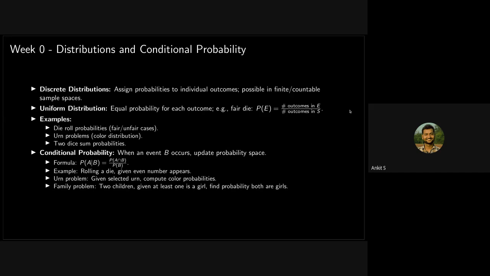Then these are all distributions and conditional probability. So there are two kinds of distributions. The one is discrete distributions and another is continuous distributions, right? So sometimes we have outcomes which are countable, finite, and those can be fit into a finite set. In that case, we call them discrete distributions, and in other cases where you cannot fit them into a finite set, we call them a continuous distribution.